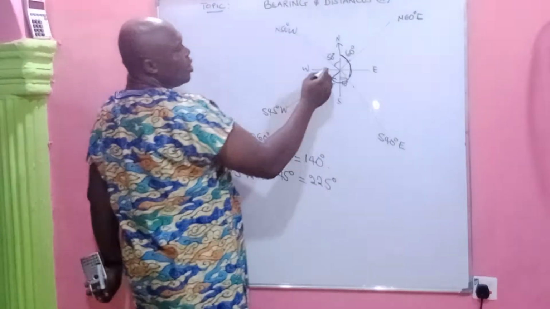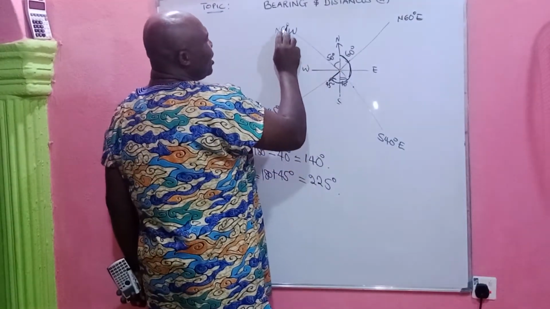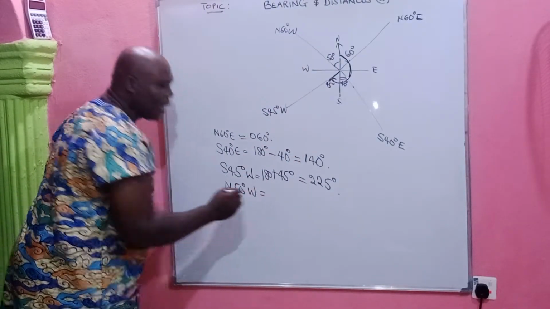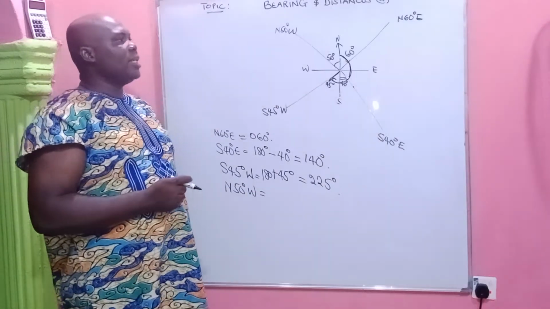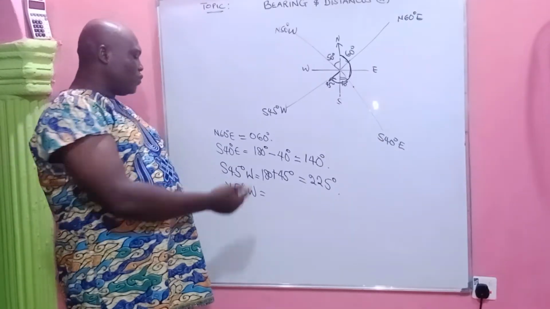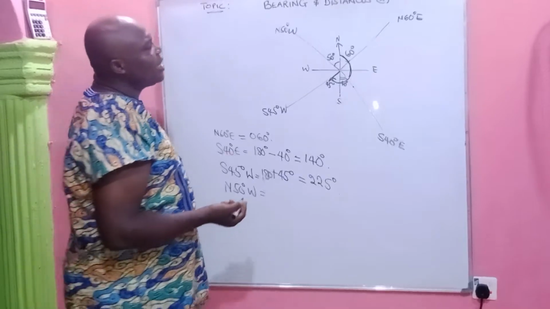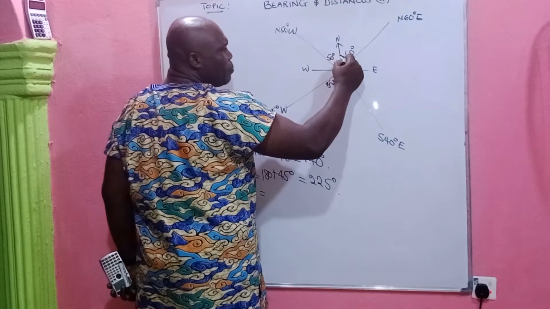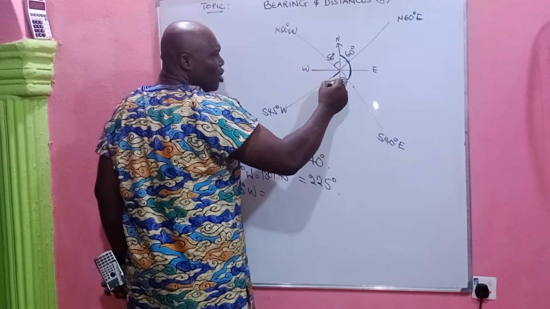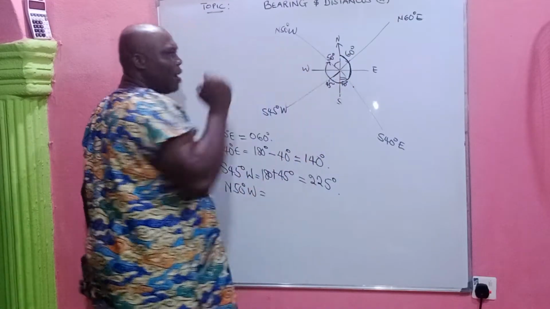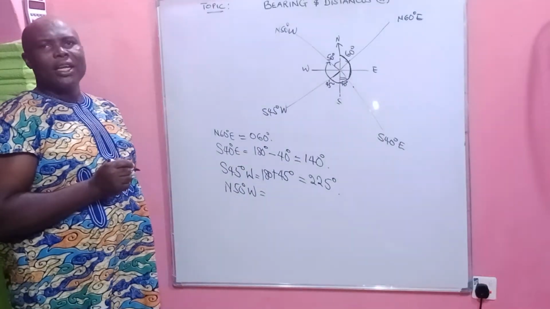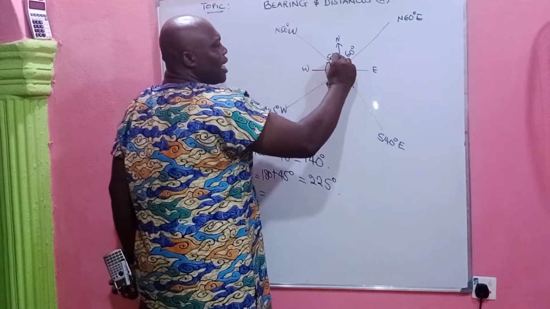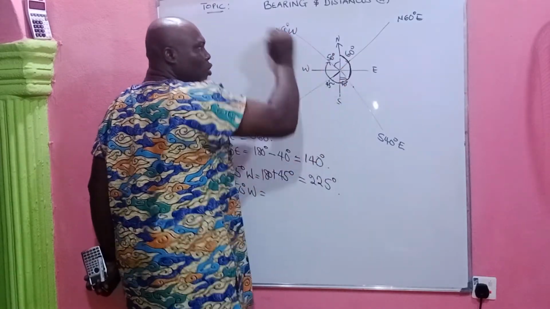Now finally, we want to convert N 50 degrees west to 3 digits. So we are trying to see how to convert angles from here to 3 digits. Now to 3 digits means we are going to turn round from the northern pole clockwise to where we have that line. Have you seen? So we are turning to where we have that line. So for us to get this line, which is N 50 degrees west, we have to start from here and turn to convert it to 3 digits, touching that line.